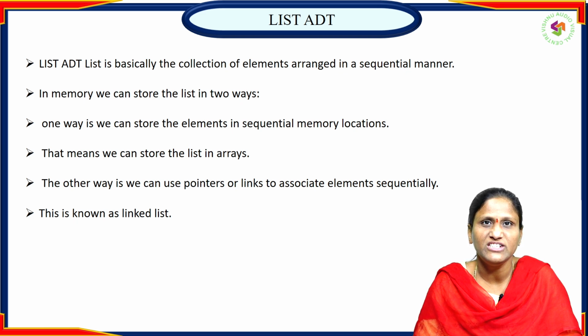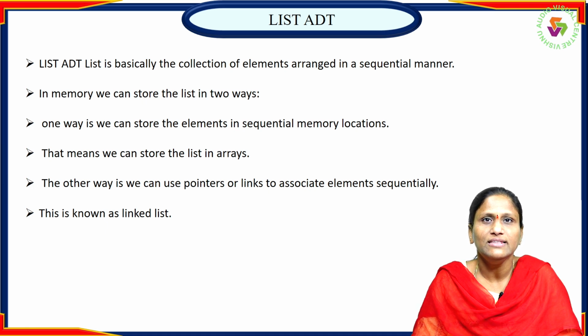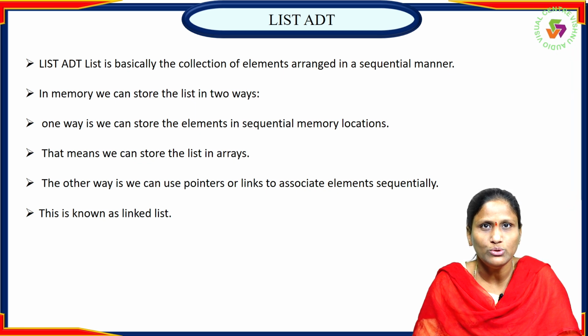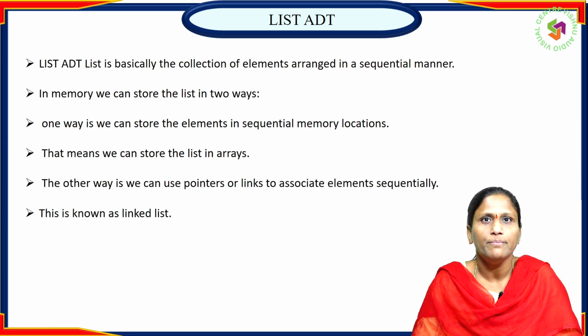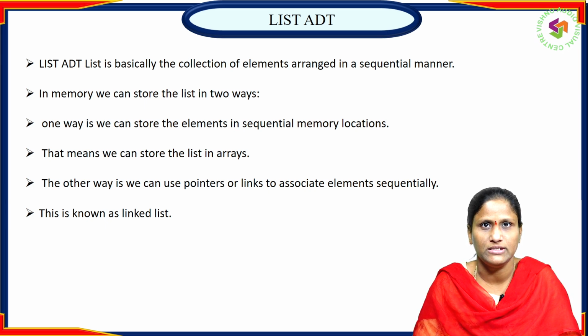What is the difference between static and dynamic? Once the array is created, that means before creating the array, the memory size of the array has to be declared. Suppose I declare the size of the array as 10, then the elements stored in the array are restricted to 10 values. Whatever memory is allocated for the array, only that many elements can be stored in the array. But in the linked list, it is dynamic.